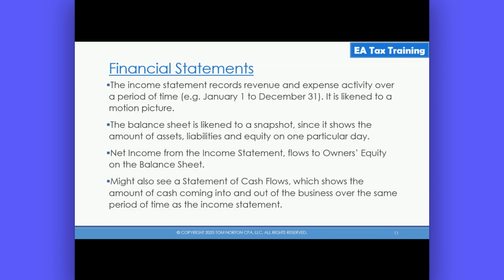These financial statements are linked. So the net income from the income statement is going to flow to the owner's equity section on the balance sheet. And you will sometimes see other financial statements in addition to these two. So, for instance, one that's pretty common is called a statement of cash flows.